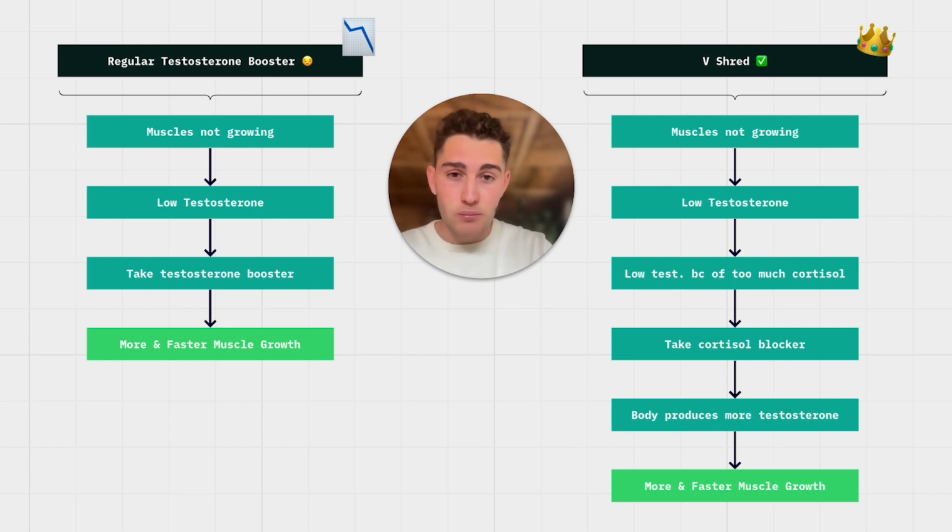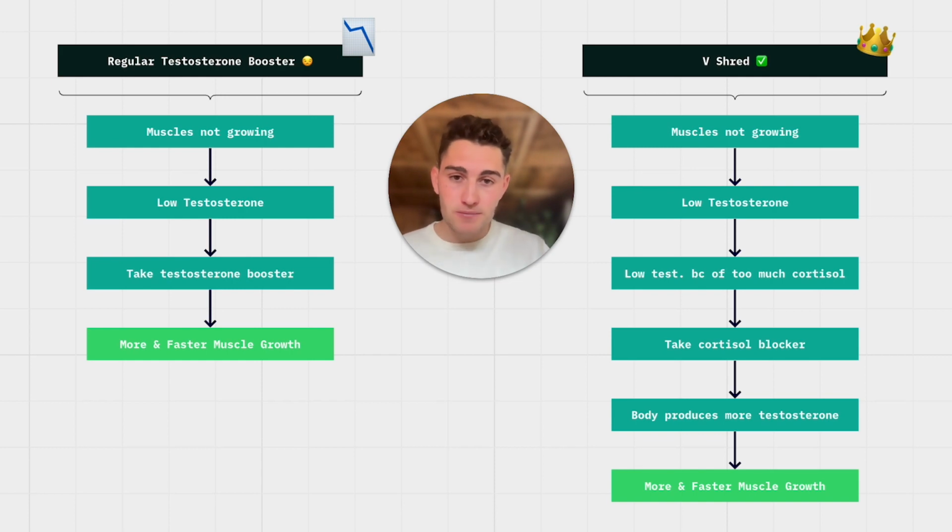Essentially, we have the same problem in the beginning, muscles are not growing, and we have the same outcome. You build more muscle and faster. But it's a completely different mechanism to get there. And this is pretty interesting, right? Because here on the left, we have one process that just doesn't work anymore. The market doesn't buy it anymore. Your muscles aren't growing, you have low testosterone. Until here it's the same thing, right? It's the same problem, the same underlying root cause.